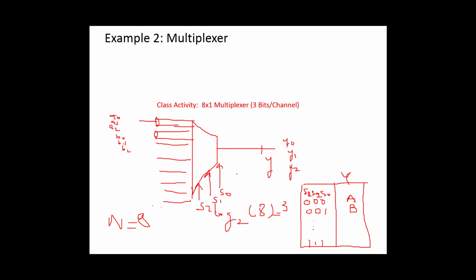So this was all about multiplexer. Multiplexer is a digital component, a combinational circuit, which connects 2 raised to power n input lines to one output line depending upon the value of selection lines, which are always equal to log 2 of number of input channels.